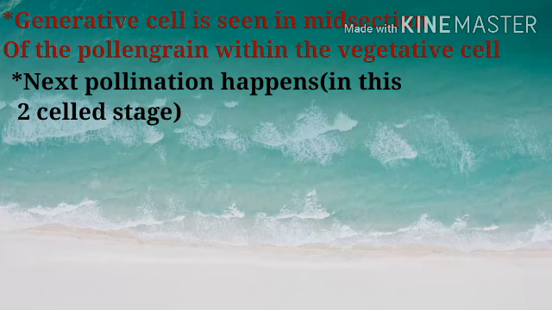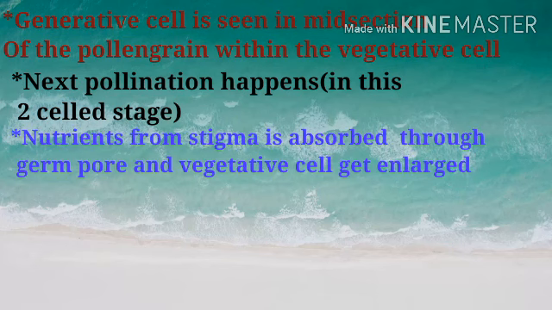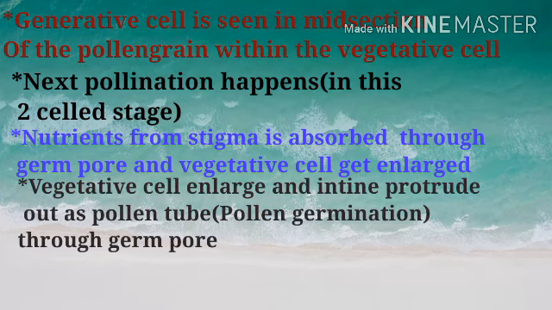After this mitotic division, in this two-celled stage, the pollen grain undergoes pollination. In most angiosperms, pollination happens in this two-celled stage. So the pollen grain falls over the stigma and starts to absorb nutrients from the stigma through the aperture, and at that time the vegetative cell or tube cell starts to enlarge.